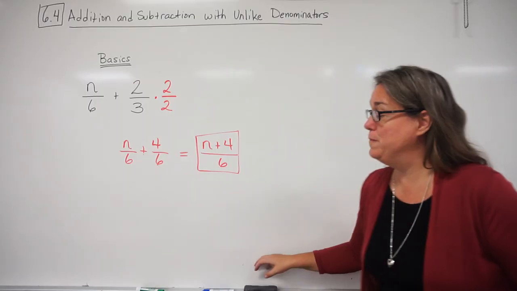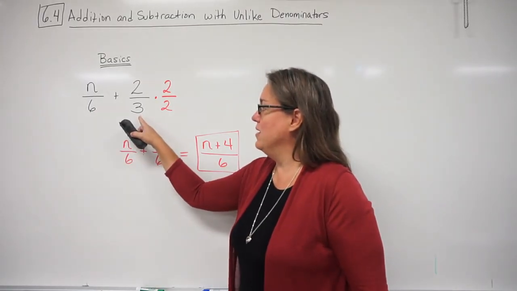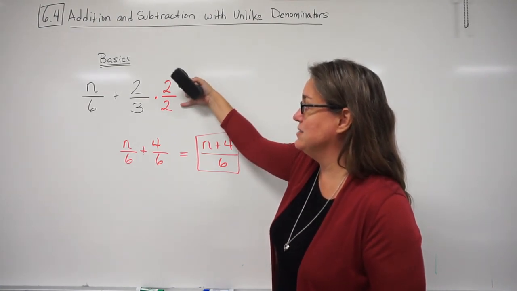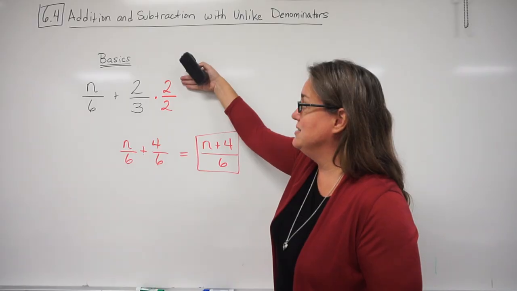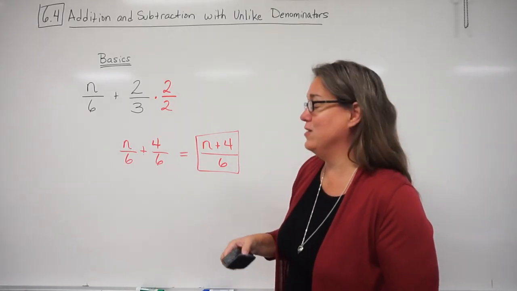bit more your own. So notice again here, we only had to change one of the denominators. We did that by multiplying the top and the bottom of a fraction by the same thing, which is equivalent to multiplying by 1. So we haven't changed the value.